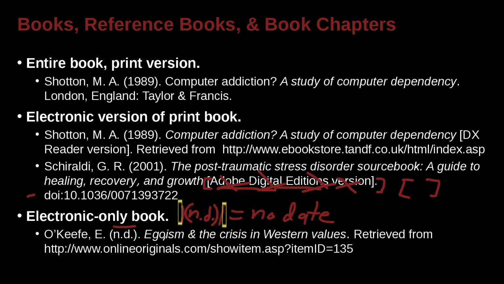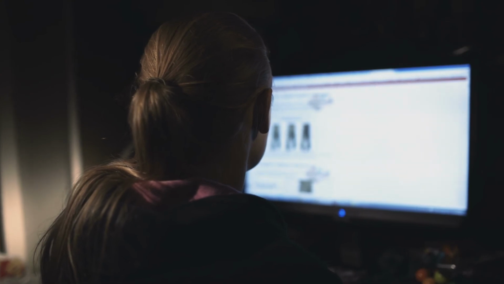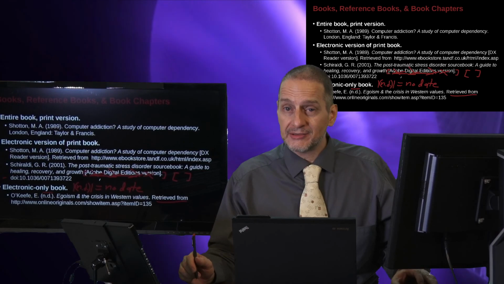Is that possible? Well, if you don't have a date, this is one way to do it. And then here is the name, Egoism and the Crisis of Western Values. And here we have retrieve from, because this is online. That's one reason it doesn't have a date. I found it very annoying that there is a lot of information online that actually does not have a publication date. I do try to look very carefully though. Try your best to find a date if you can. And if you can't, well then, ND.